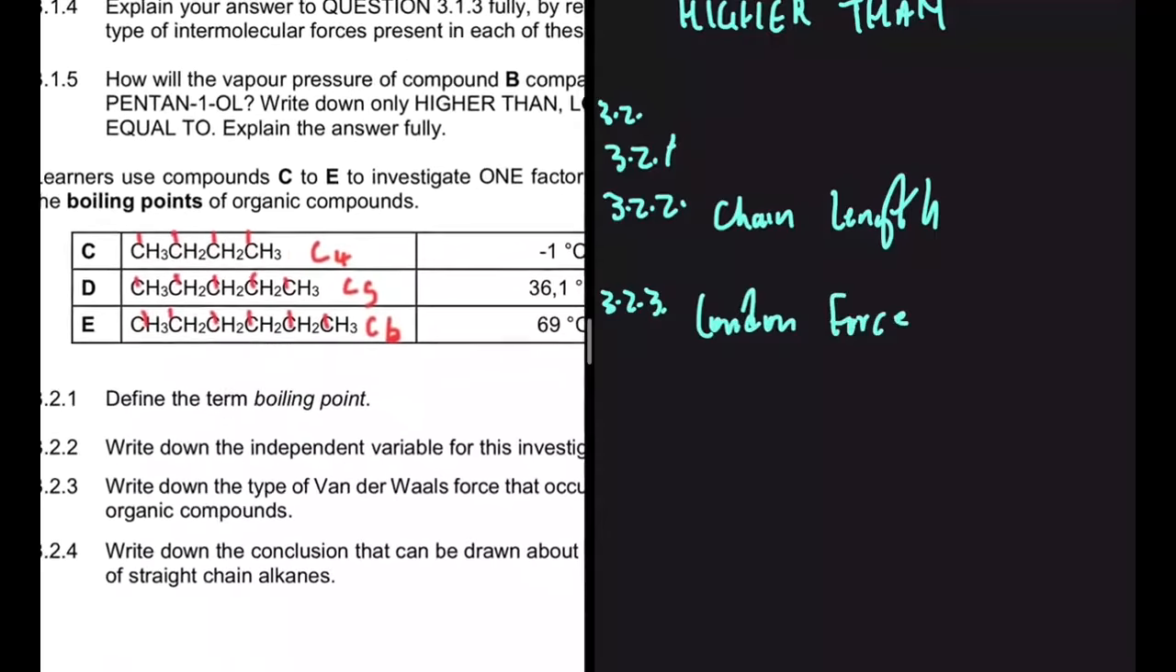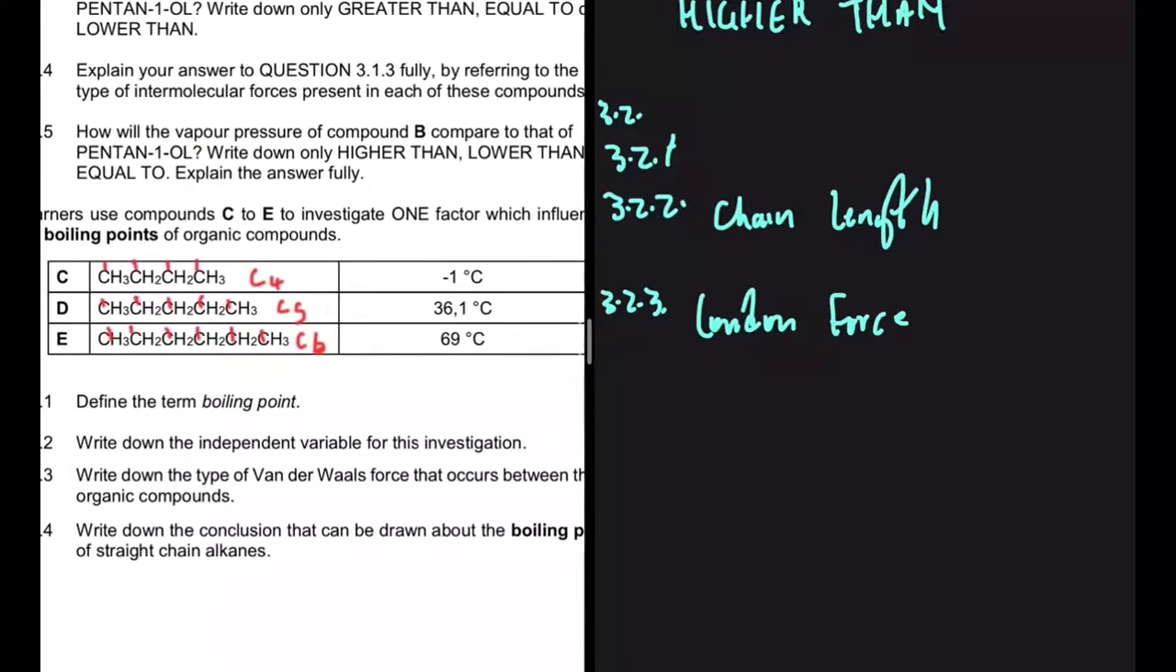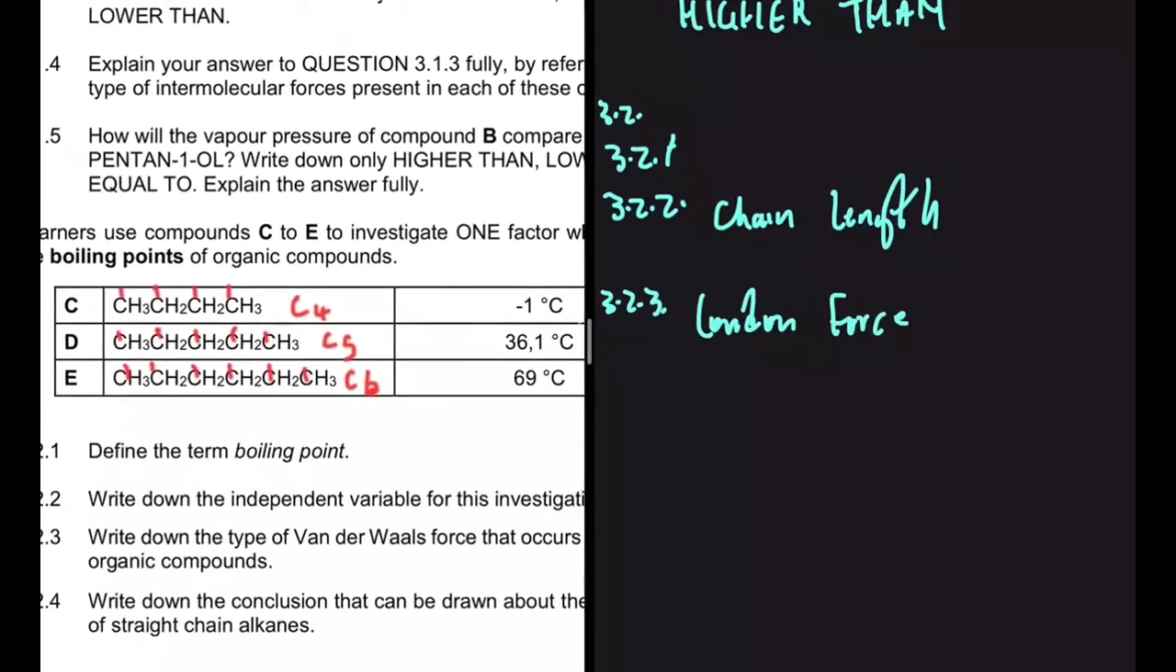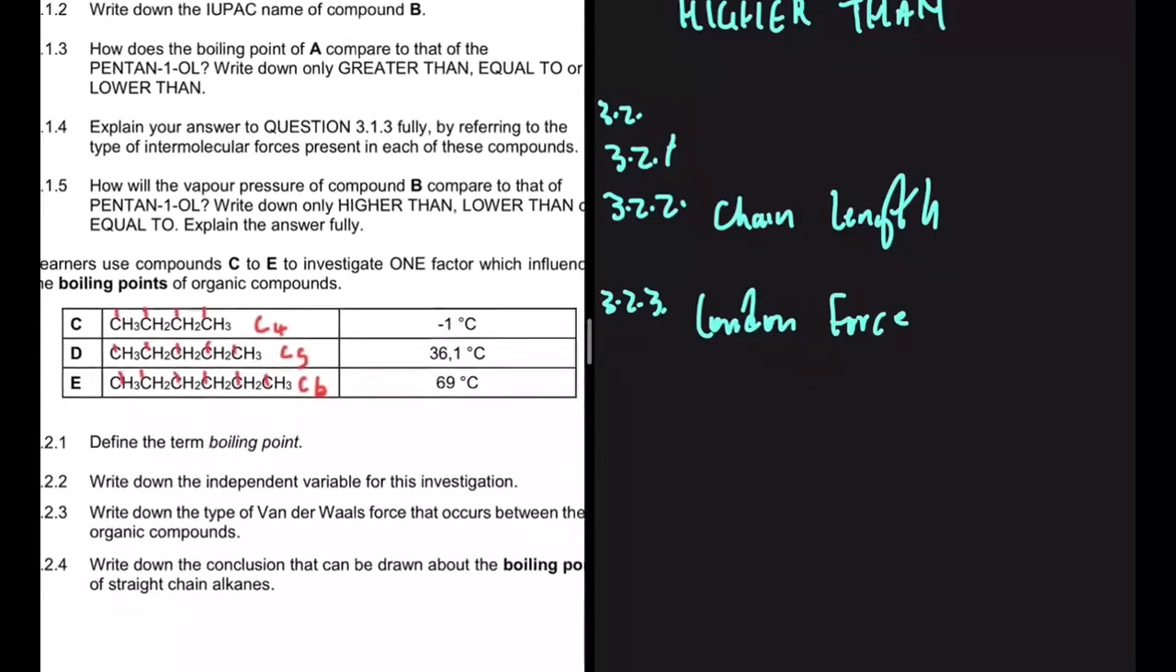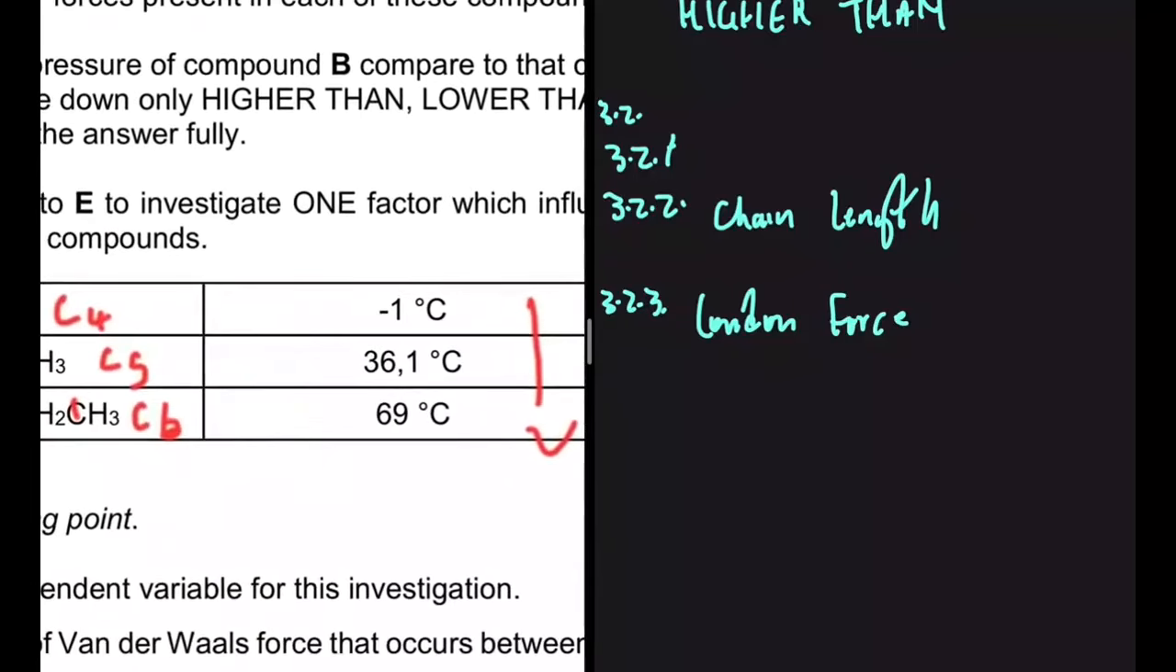Well, let's look at 3.2.4. Write down the conclusion that can be drawn about the boiling point of straight chain alkanes. So let's look at our diagram. We can see fully well that as the number of carbons increases, our boiling point increases from -1 to 36.1 and lastly to 69. So we can conclude that as the chain length increases, the boiling point increases. If you had said molecular mass in 3.2.2, you would say that as the molecular mass increases, the boiling point increases.